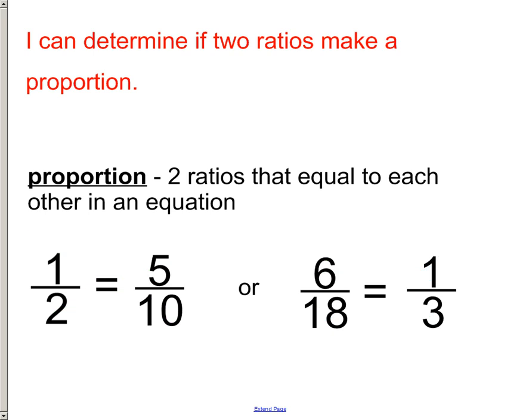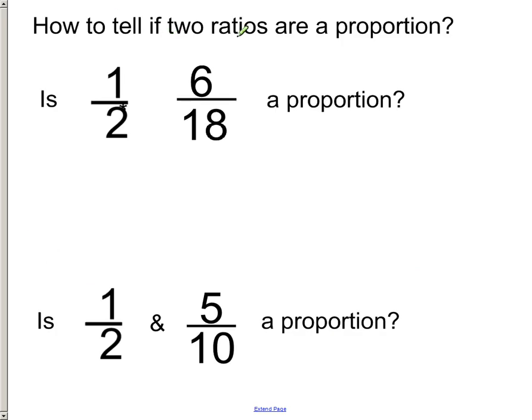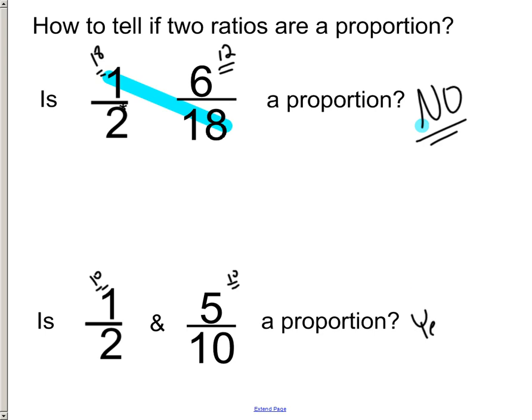Okay? So, how to tell if two ratios are a proportion? Is 1/2 a proportion to 6/18? Let's go through and use the cross multiplication method. 1 times 18 is 18. 2 times 6 is 12. This is not the same as what I had over here, so it'd be like, no. How about this? 1 times 10 is 10. 2 times 5 is 10. See how I've got both 10s there? Why, yes. That means that this left ratio is the same as the right ratio.